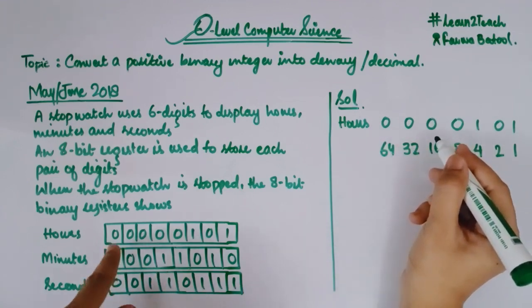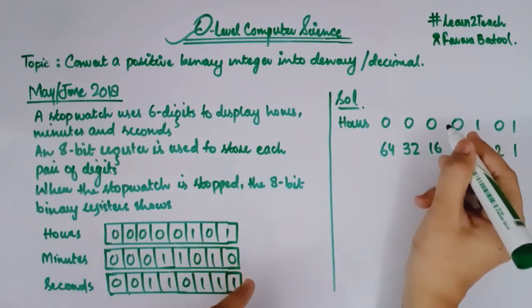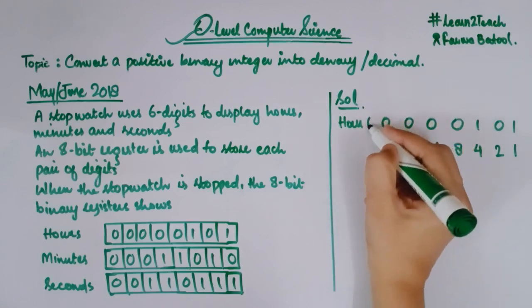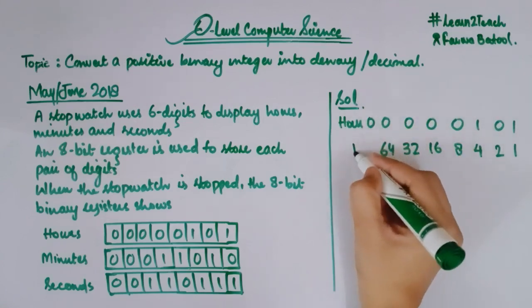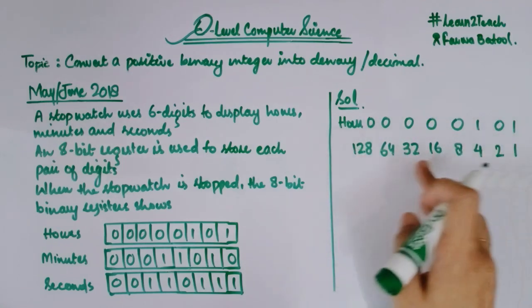Okay, I'm really sorry. It has 5 zeros over here and I have written only 4. So I need to write another 0. Okay, below that I'm going to write 128. Right, so these are my powers.